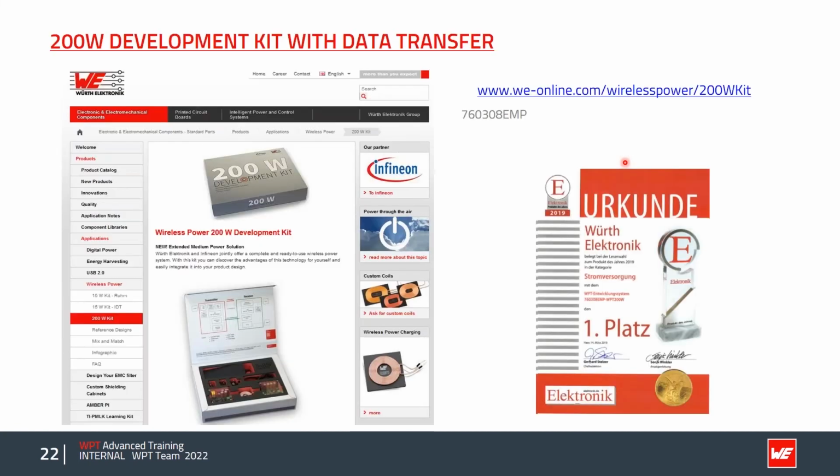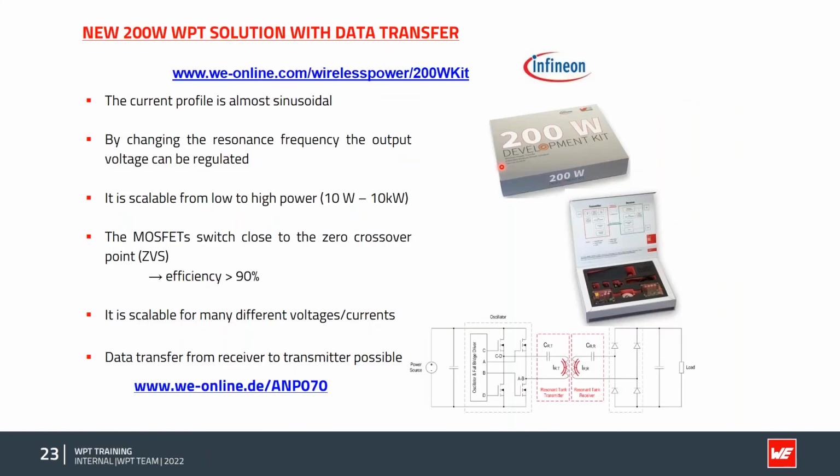So now let's have a look at the 200 watt development kit. You can see the 200 watt development kit at the wireless power section. Just go to the 200 watt kit section, and as you can see, we won 2 prizes for this development kit. It's a very good solution for wireless power up to 200 watt. There's a current profile which is almost sinusoidal to avoid any harmonics and to be resistant against EMC.